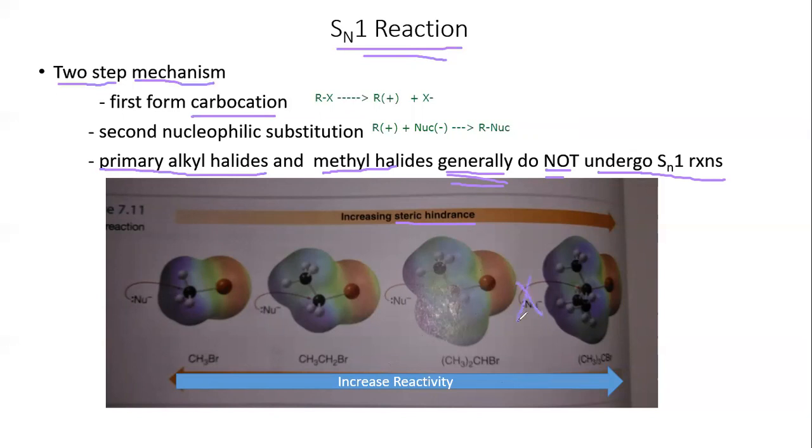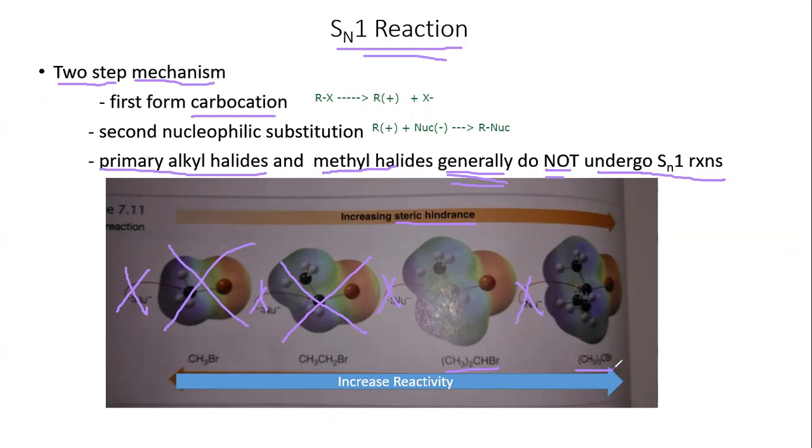So don't pay attention to that. That's not what this is doing. And so when you form that carbocation, the carbocation has to be stable. And so for primary and methyl halides, the carbocation is not stable, so they would not undergo an SN1 reaction. Only secondary alkyl halides and tertiary alkyl halides would undergo SN1 reactions because they form stable reaction intermediates.